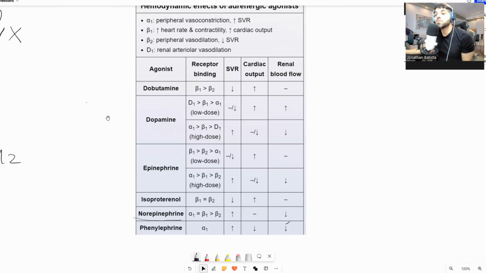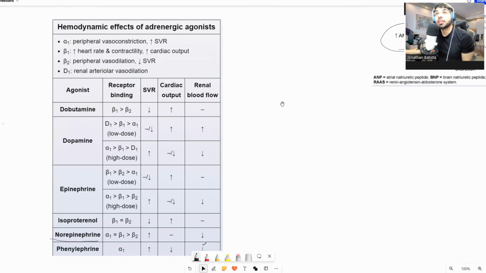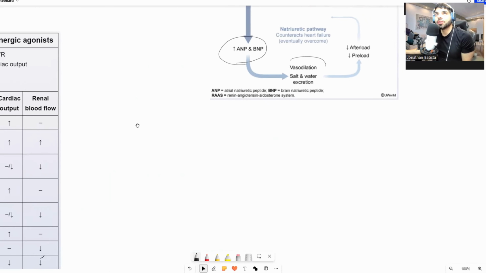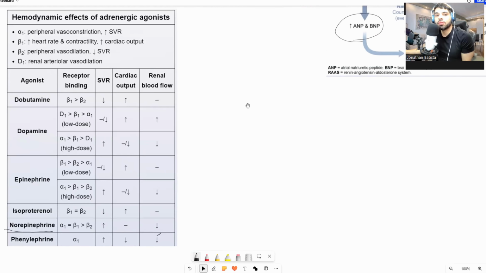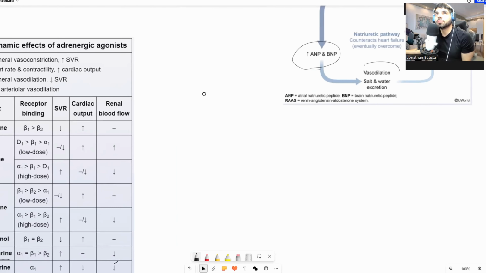So yeah, this can be manipulated with drugs. This can be manipulated many different ways, physiologically as well. Exercise can increase cardiac output. We'll see that as well.